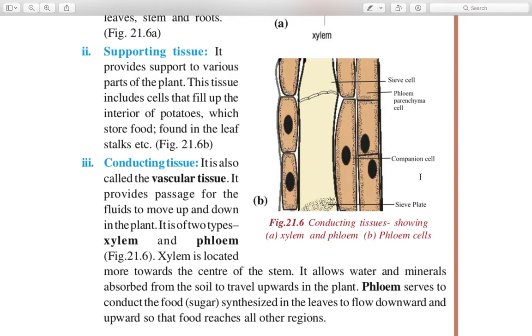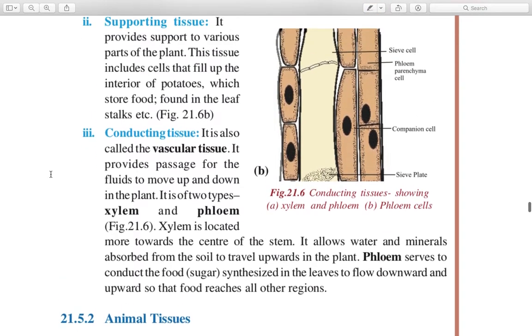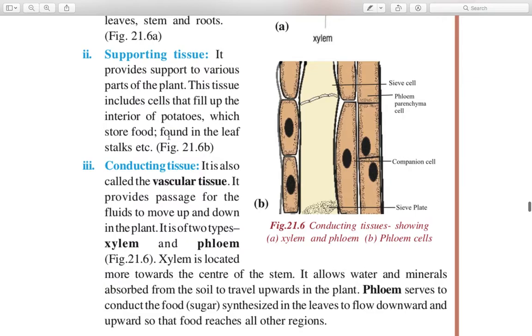Leaf stalk is nothing but this: you have the actual leaf part, and it is connected to the stem through the leaf stalk. I hope you understand what I'm telling. You have the actual leaf and you have the stem, and both are connected by a stalk in between. If you see the leaf, it will have a stalk and it connects to the stem. That is what is called the leaf stalk. So that's the supporting tissue.